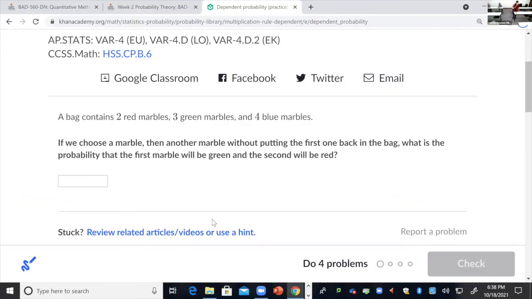Jefferson, here's a similar problem. Let's see if you can get it right. Can you hear me, Jefferson? Yeah. How will you approach this problem?